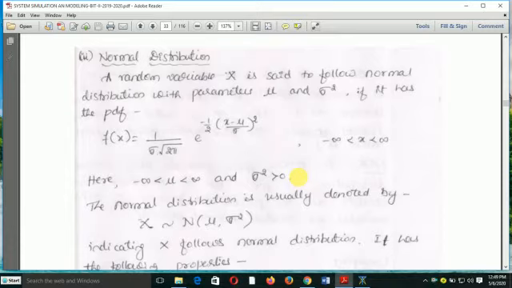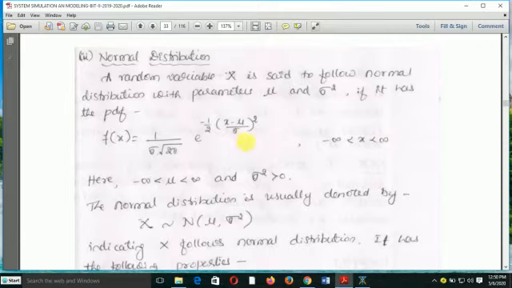Dear students, let's continue from our subject. Now we are going to see the concept of normal distribution. A random variable x is said to follow normal distribution with parameter mean and variance if it has the PDF f(x) equal to this formula, where minus infinity is less than x and x is less than plus infinity.